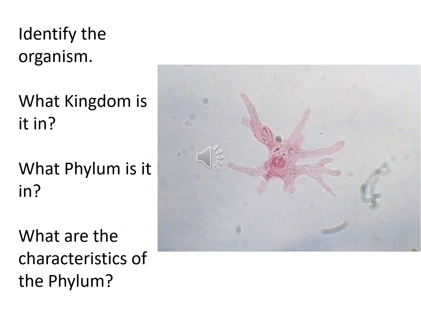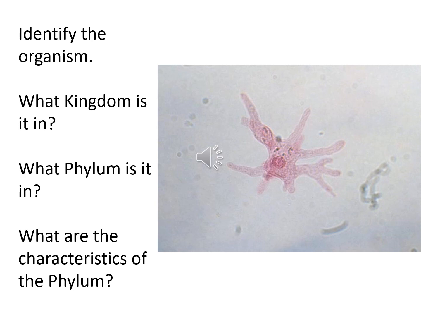When studying for the exam, we can ask a whole bunch of questions, including the definitions on the first page of the handout, but we can also have a picture of any of the organisms. We could ask you to identify the organism. What kingdom is it in? What phylum is it in? What are the characteristics of the kingdom or phylum that it's in?